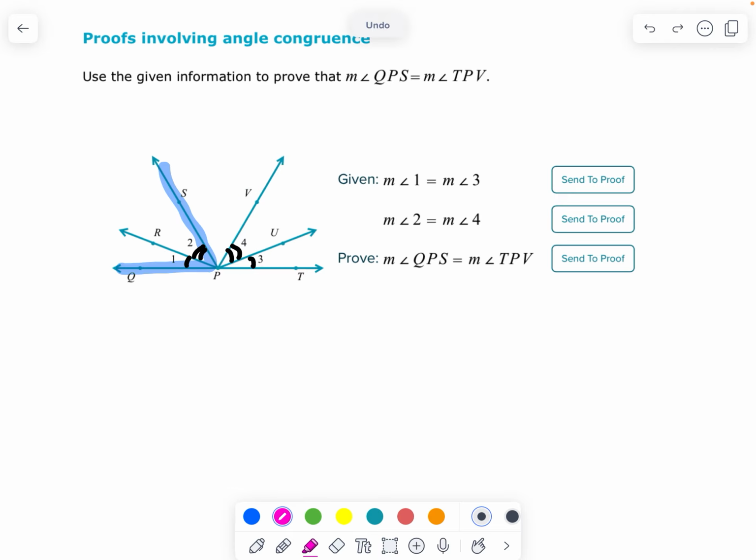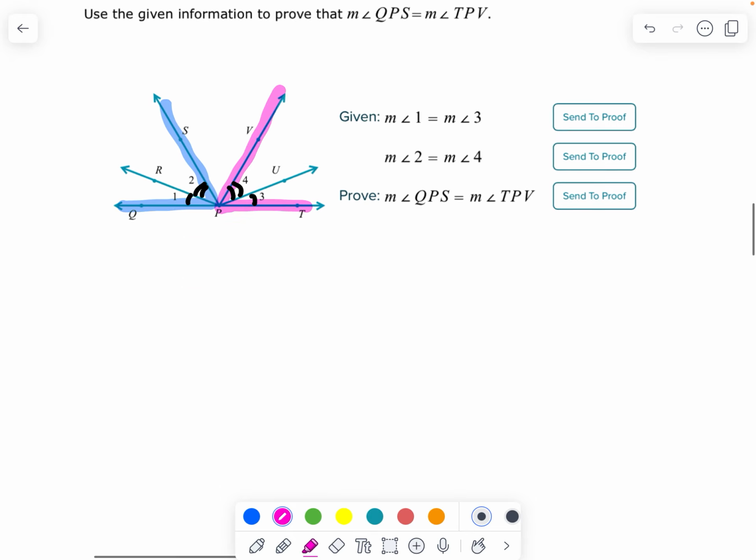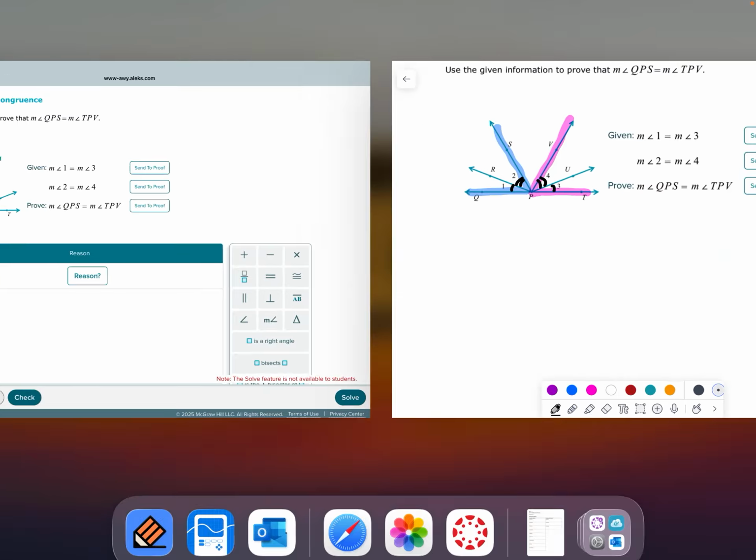There we go. That's not pretty. All right. Well, I think it's pretty clear from our markings that they are equal. And when we write this, we are going to have to show that angle 1 and 2 together make up QPS, and that angle 3 and 4 together make up TPV. So that's going to be the direction that we're going to go. That gives us an idea. I love the coloring and that we can see that. Okay, so let's head back here.